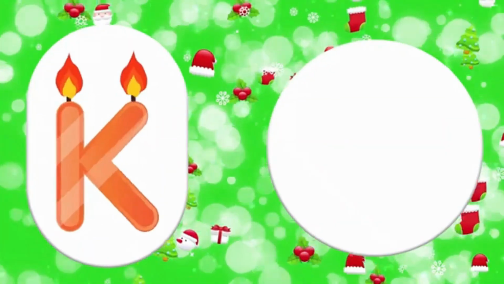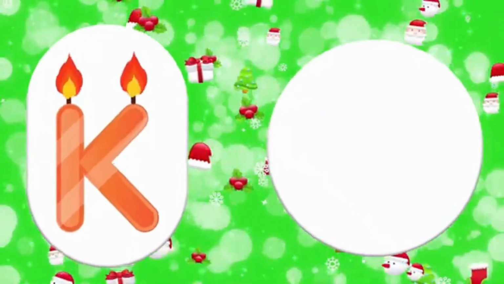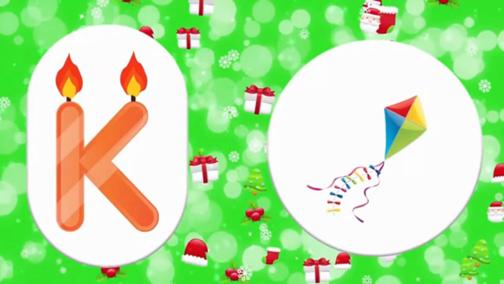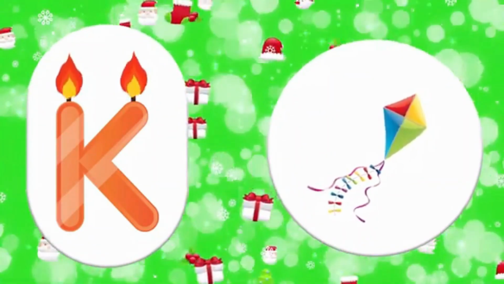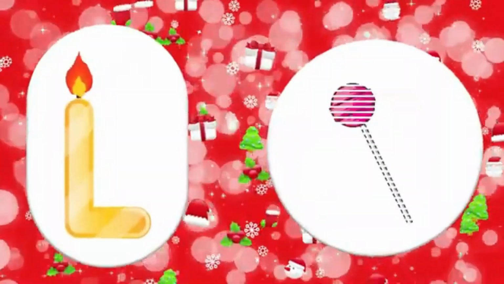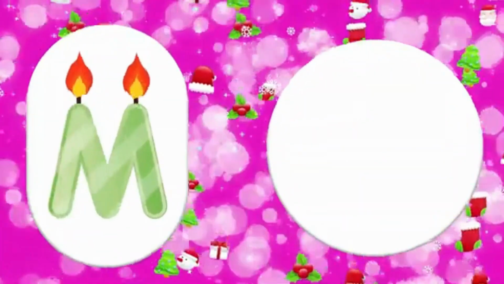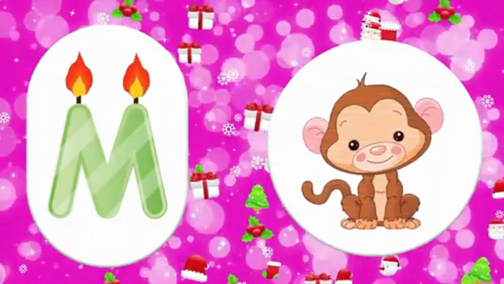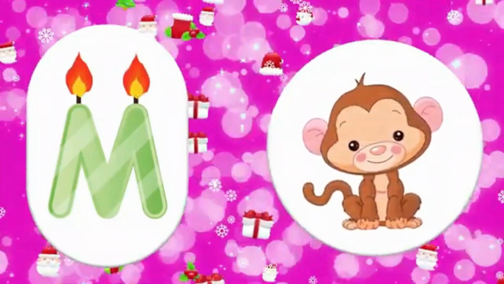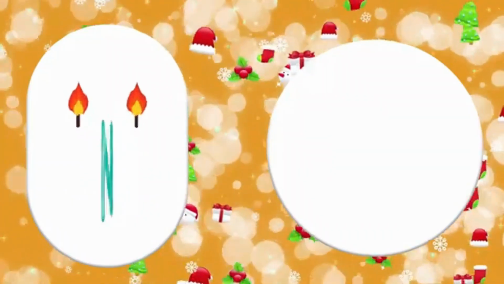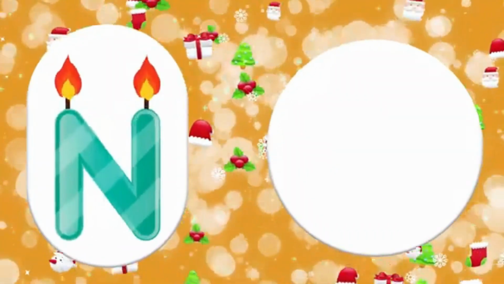Here comes the letter K. K. Kite. K for kite. Here comes the letter L. L. Lollipop. L for lollipop. Here comes the letter M. M. Monkey. M for monkey. Here comes the letter N. N.